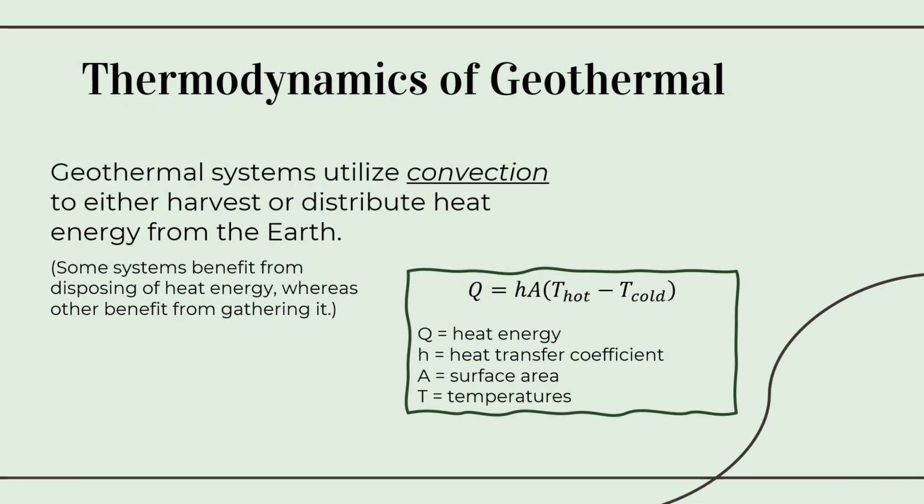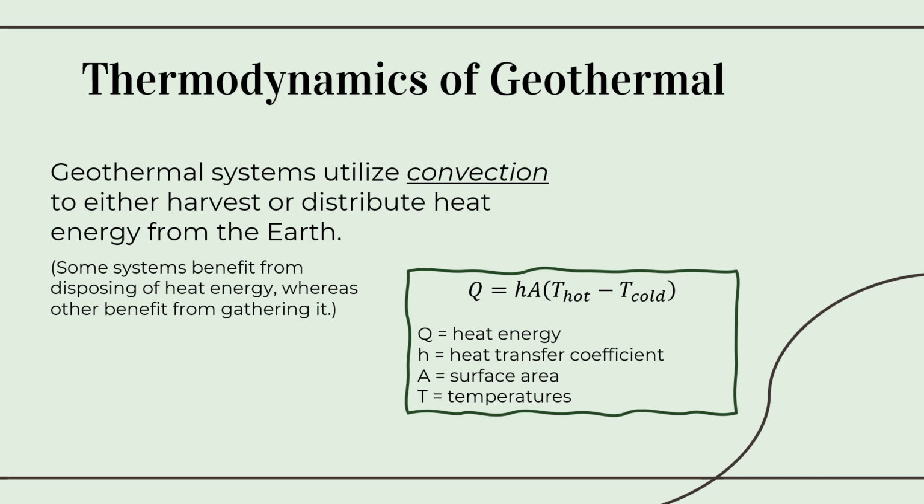So, power plants use convection. How is that relevant? Geothermal systems specifically use convection to harvest or distribute heat energy from the Earth. Whether the system is harvesting or distributing this energy depends on the design and purpose of a specific power plant.